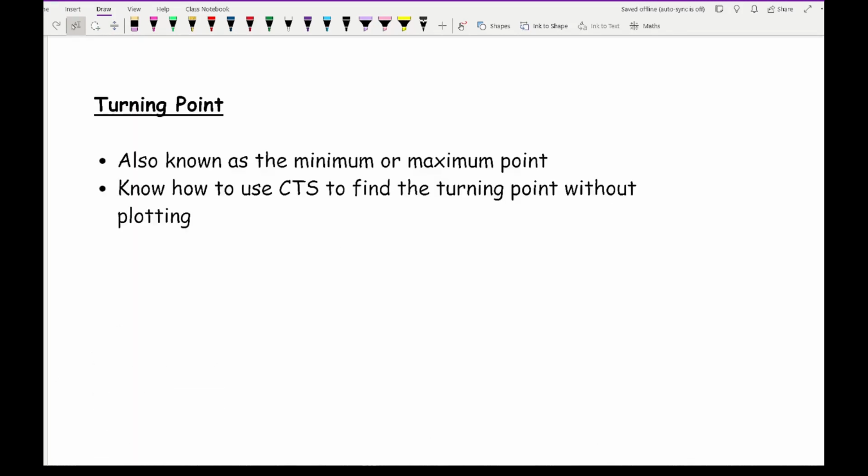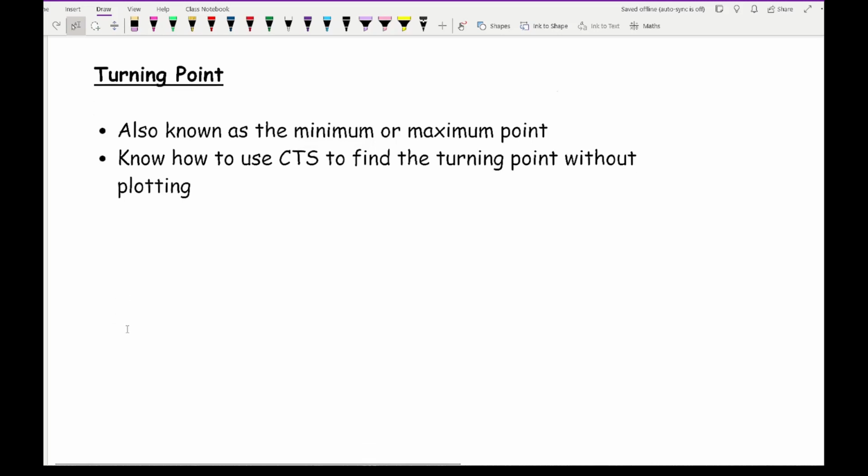Moving on to turning point. This is also known as the minimum or maximum point of a parabola or a curve. And you also need to be familiar with knowing how to use completing the square, which is another topic mentioned, to find the turning point without plotting. And again, that could come up. So try and avoid plotting a set of axes when it doesn't tell you, or if you haven't got some graph paper that's instilled on the paper. I would make sure you revise completing the square, because I think that will be a grade 8 topic or a question that's going to be worth several marks in this paper, as it's mentioned on this list.